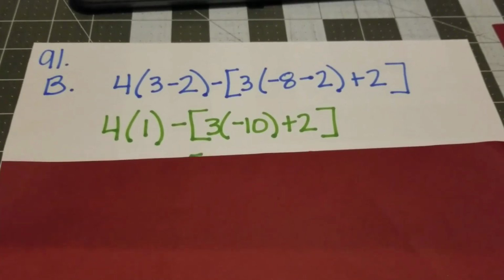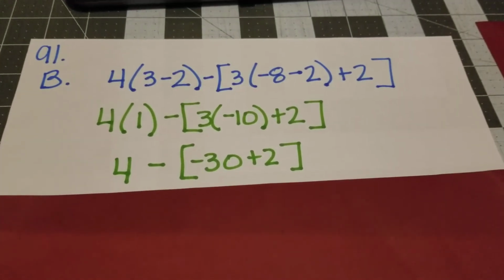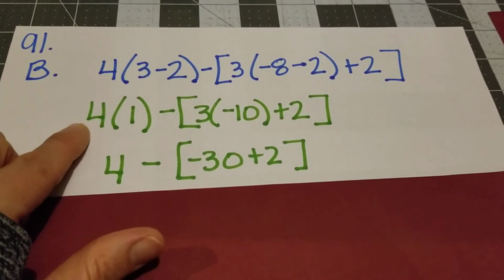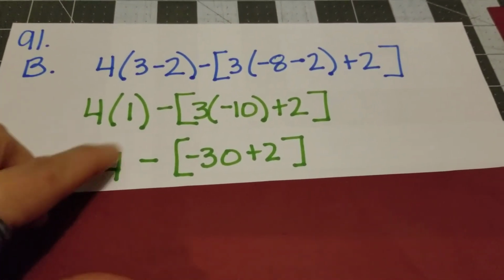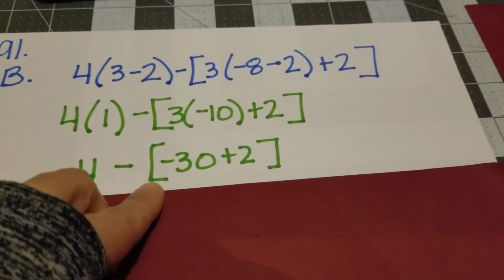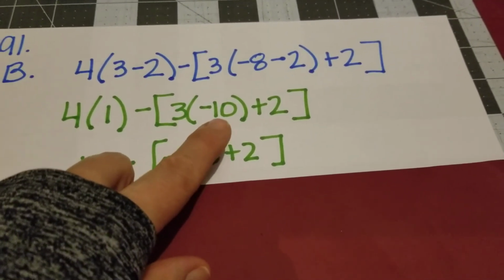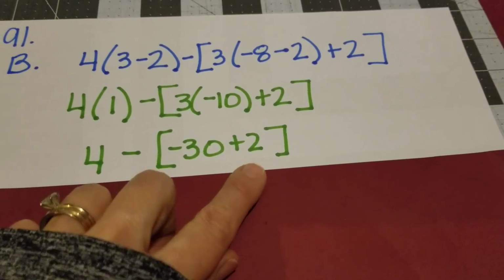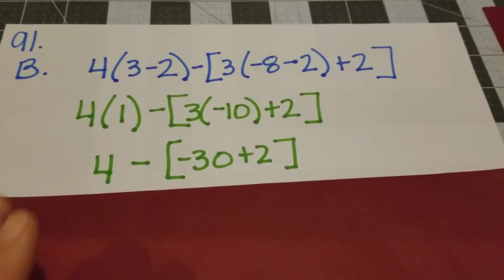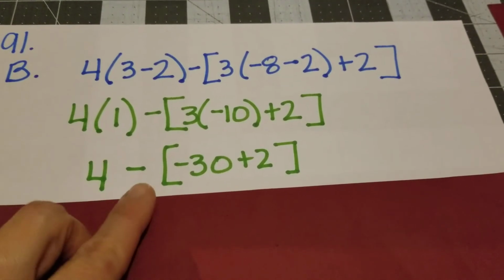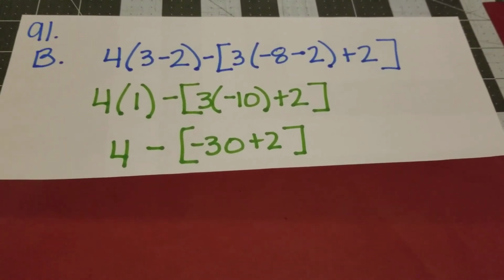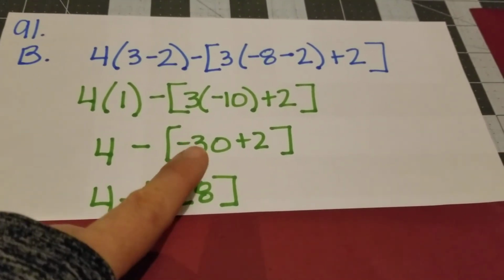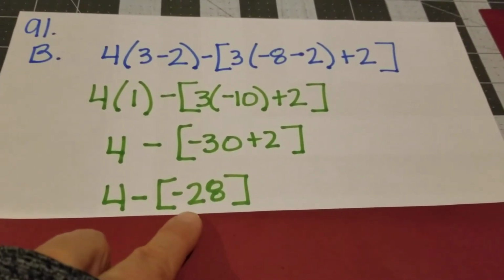Okay, coming down, I'm going to simplify more. Okay, so I have my -1 times 1 is 4, or I'm sorry, 4 times 1 is 4, minus, okay, and then brackets, 3 times -10 is -30, plus 2. Okay, so I can't do anything with the 4 at this point. The minus has to stay, and I am going to do something with the brackets. So 4 minus -30 plus 2 is -28.